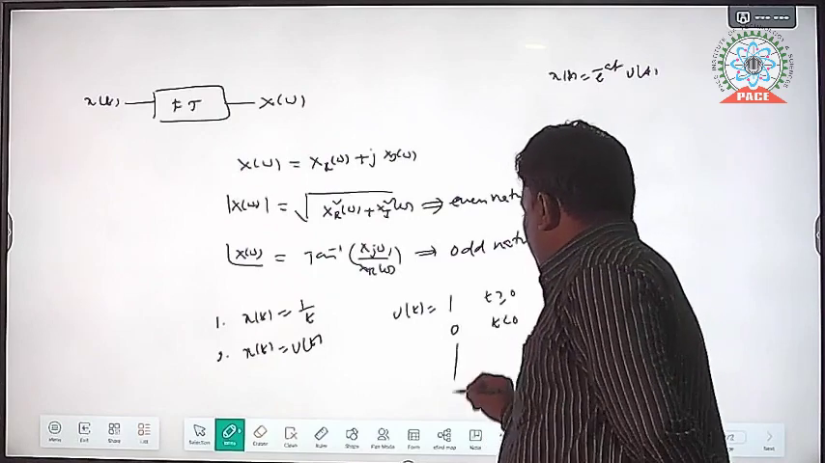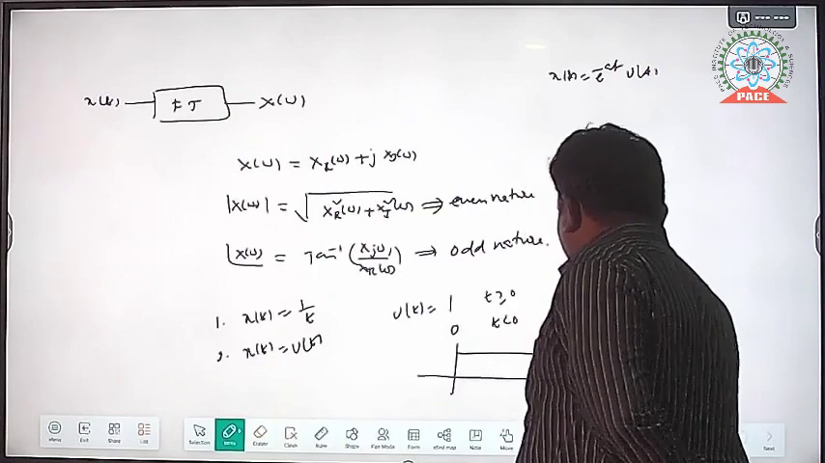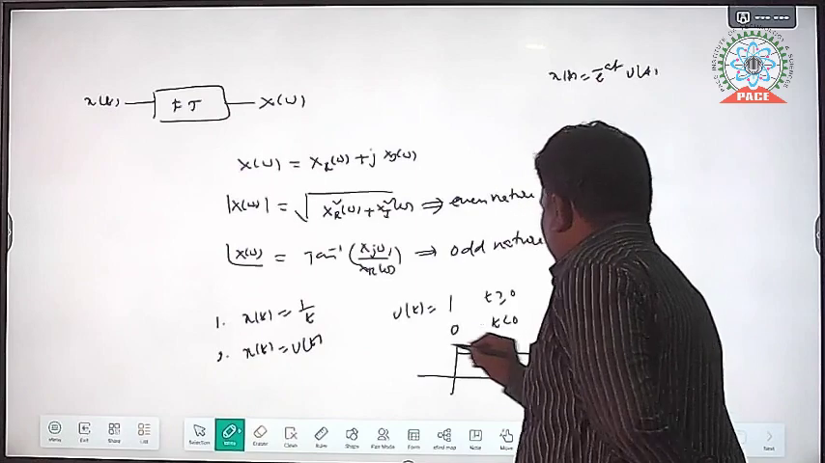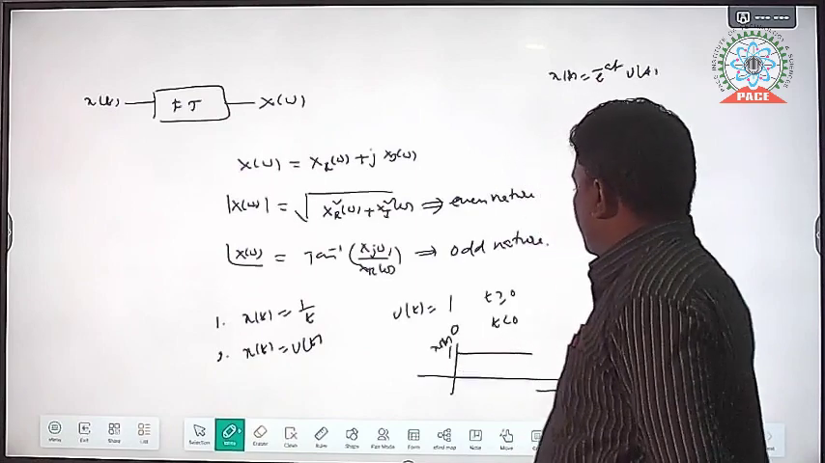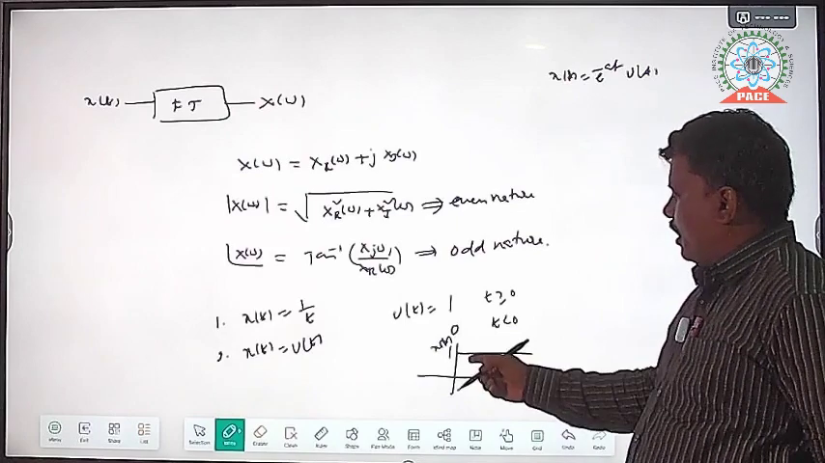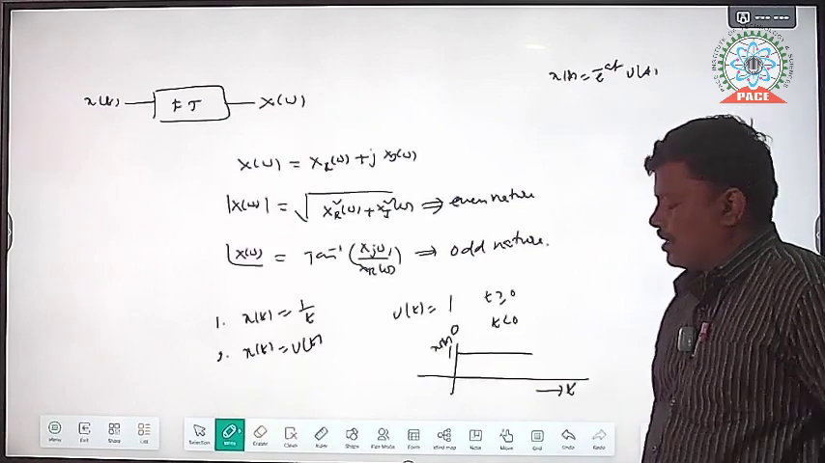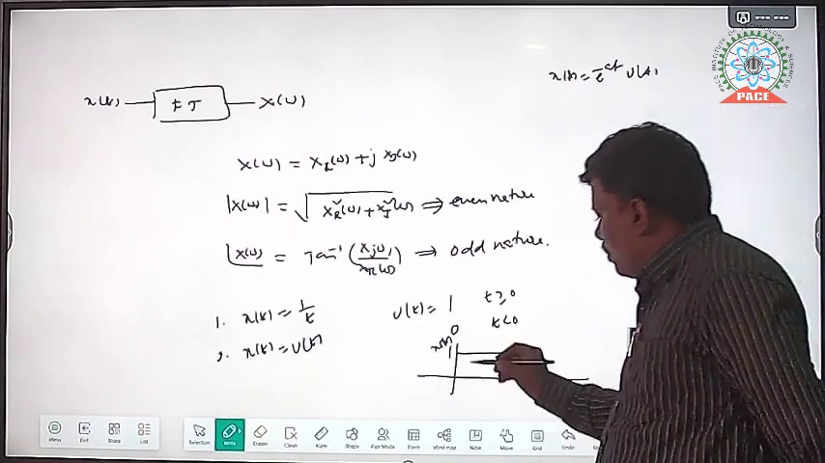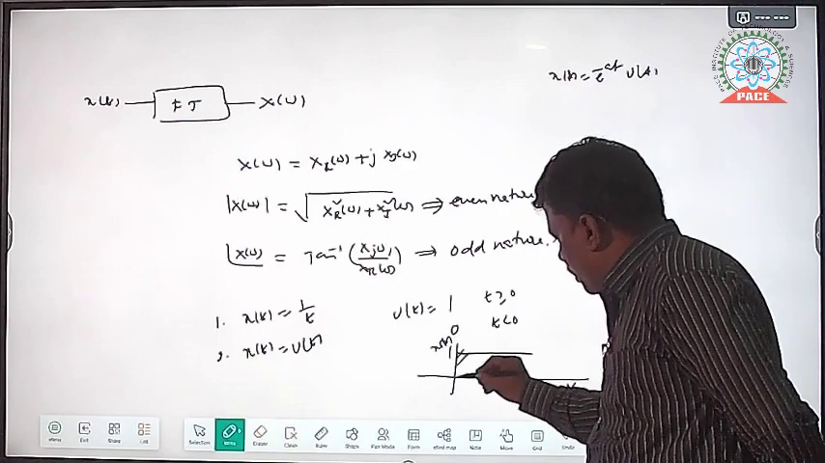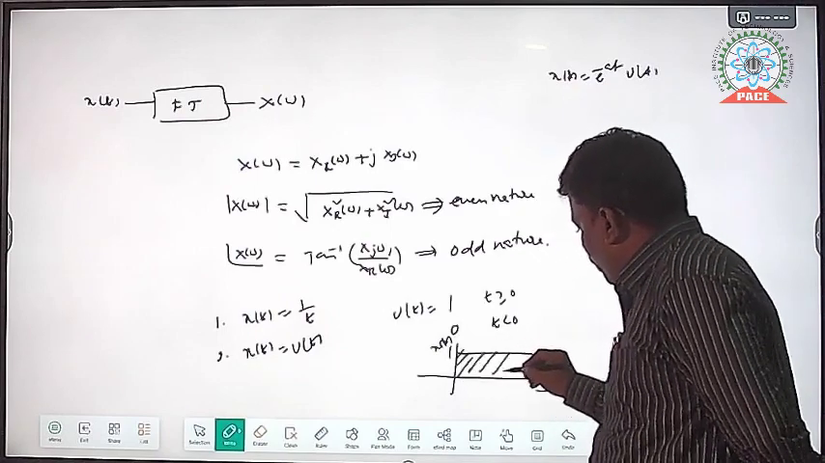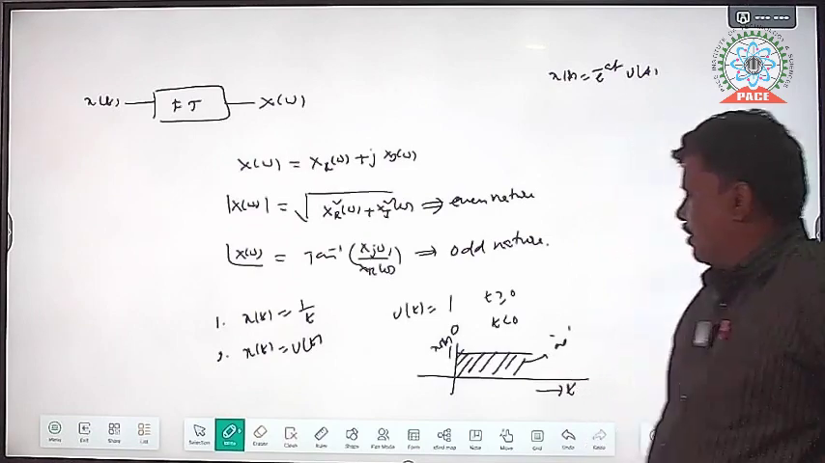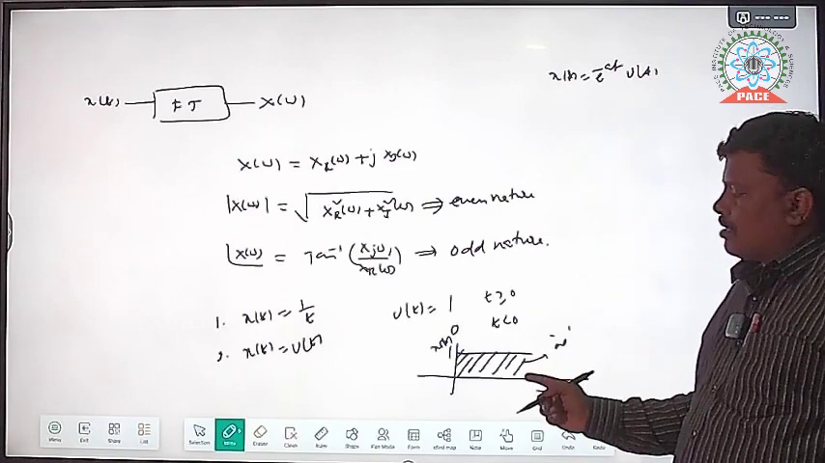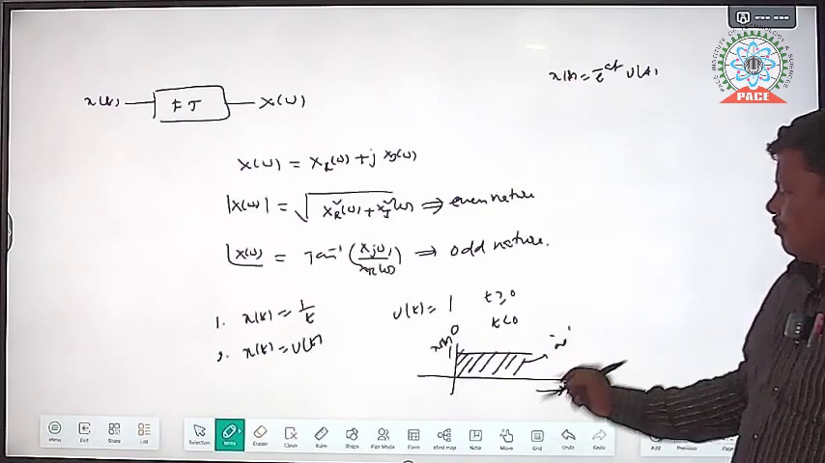So the signal nature is the unit step signal for x of t, the amplitude of the signal is 1. This is the nature of the u of t signal. Integration of this signal means nothing but the area of the signal. If you find out the area, this is infinity. So the signal does not converge. That's why it is not possible to find out the Fourier transform.